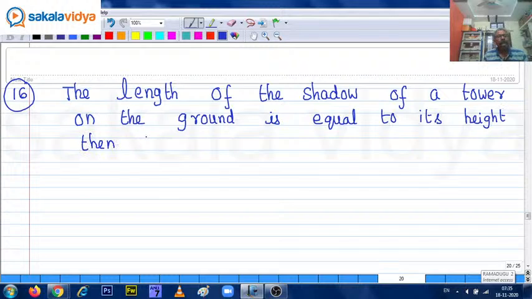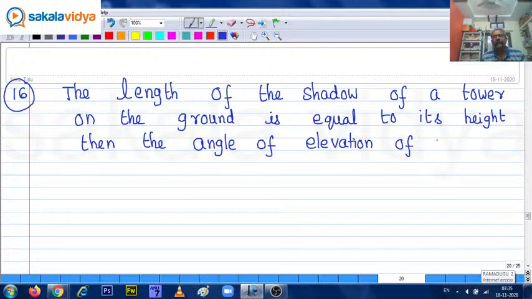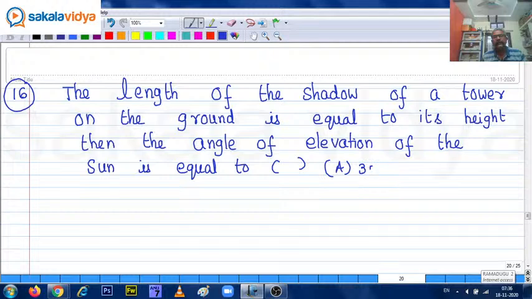Then the angle of elevation of the sun is equal to: A 30 degrees, B 45, C 60, D 90. Very good, wonderful.